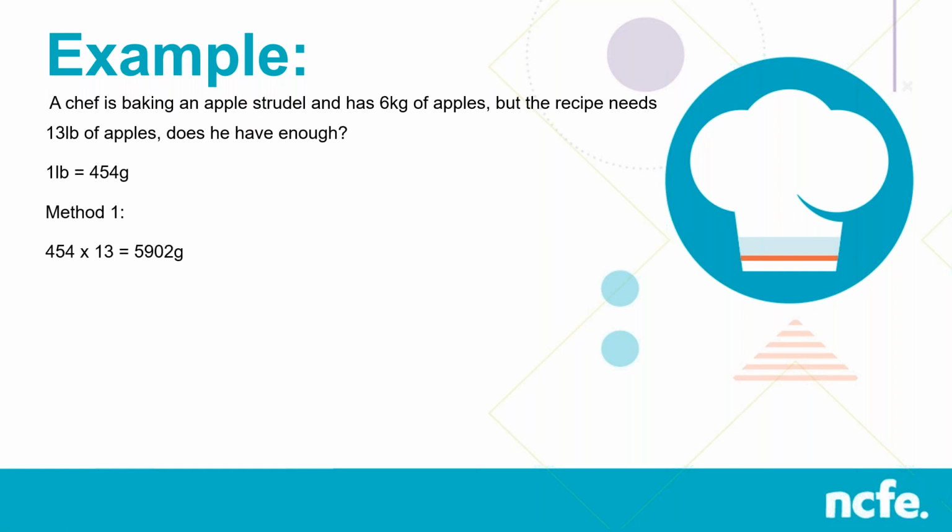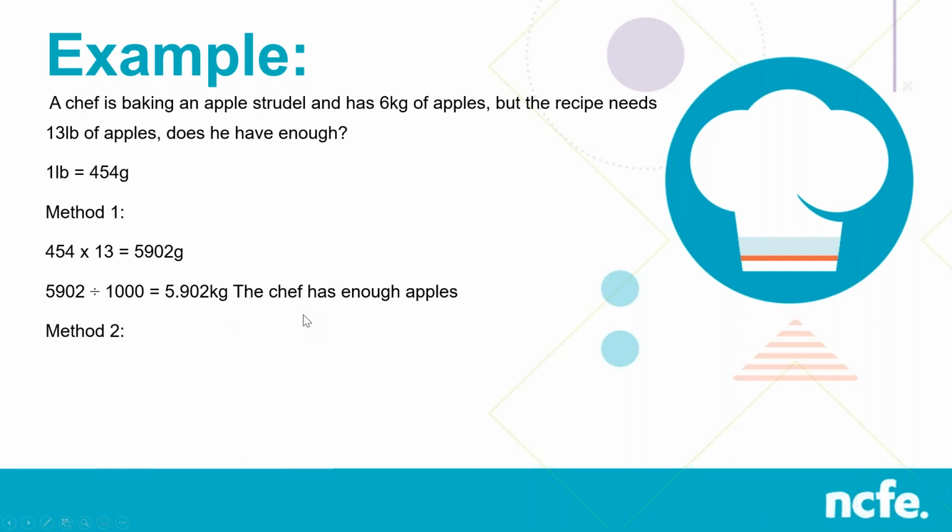So the first method we'll look at is if 1 pound equals 454 grams, and the recipe says you need 13 pounds, well, if you do 454 times 13, that gives you 5,902 grams. Convert that into kilograms, and it means that the recipe is asking for 5.902 kilograms. Well, he's got 6 kilograms, so that's fine. Chef's got enough apples, brilliant.